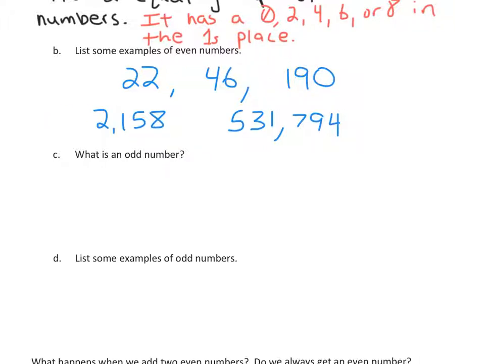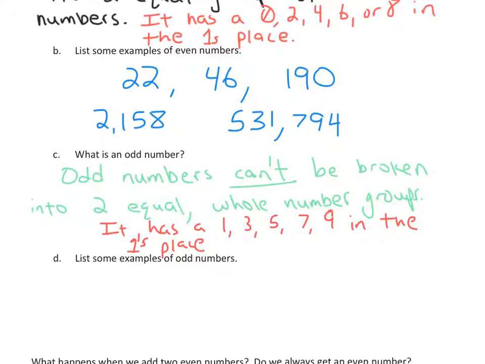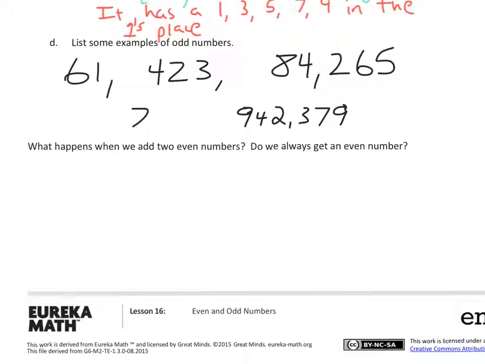So what is an odd number? Odd numbers can't be broken into two equal whole number groups. So it has to have a 1, 3, 5, 7, or 9 in the ones place. Some examples, I've got 61, 423, 84,265, 7, and 942,379. Notice they all have a 1, 3, 5, 7, or 9 in the ones place.